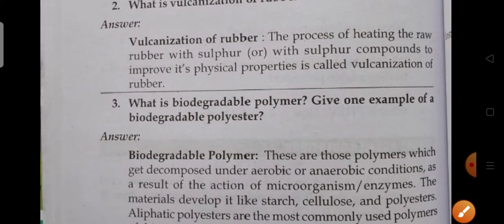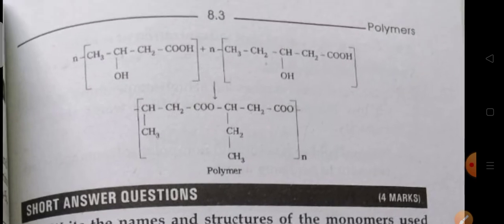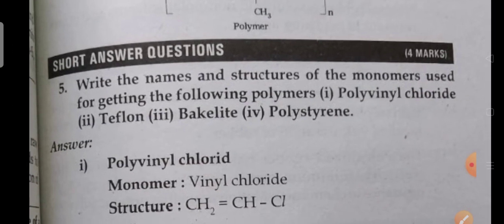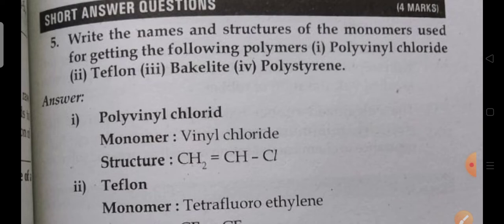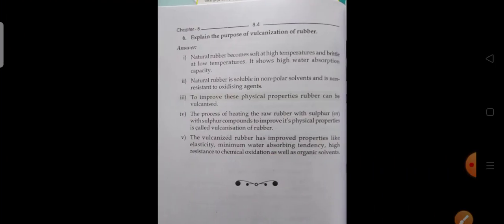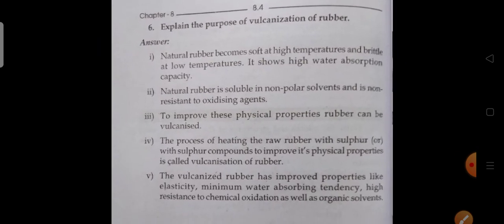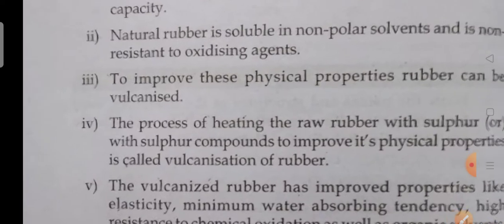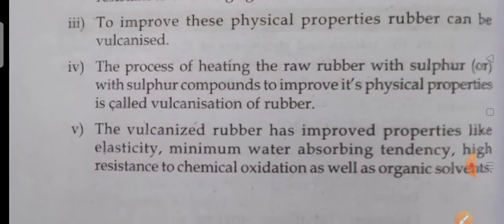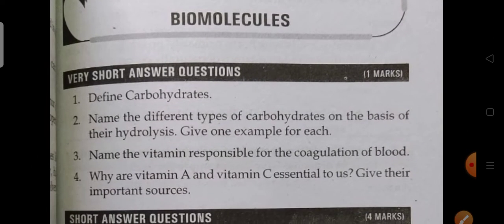Second question answer, third one, fourth, fifth one, sixth question, ninth question answer, biomolecules.